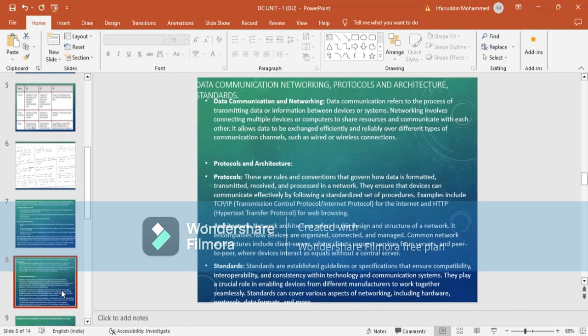Standards are established guidelines and specifications that ensure compatibility, interoperability, and consistency in technology and communicating systems. They play a crucial role in enabling devices from different manufacturers to work together seamlessly. Standards can cover various aspects of networking, including hardware, protocols, data formats, and more.